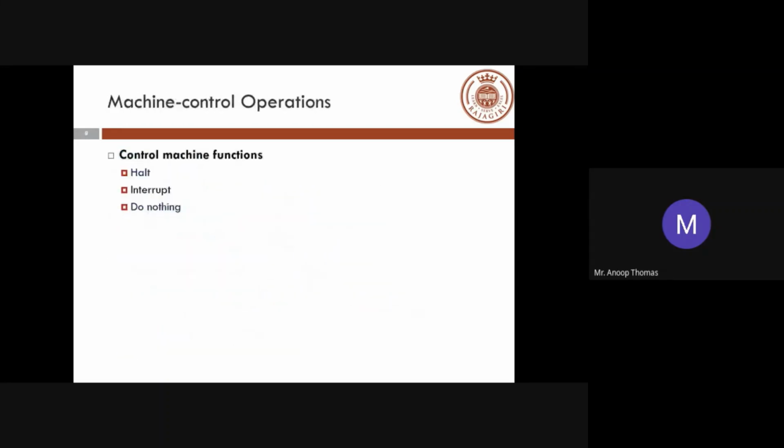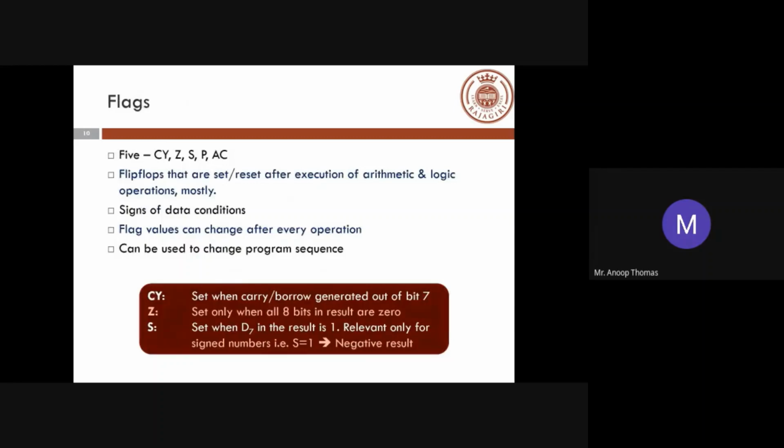Moving along, you have something called the flag concept, which you have already seen. After the arithmetic operations are performed in the accumulator, a certain number of flags are set. The 5 flags associated with your 8085 are the carry flag, zero flag, sign flag, parity flag, and auxiliary carry flag. All these are self-explanatory.